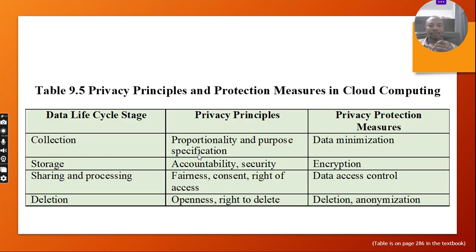Okay? Now let's take a look at, before we move on, this table 9.5, privacy principle and protection measure in cloud computing. Here we look at the data life cycle stage, and then we look at the collection stage, the storage stage, the sharing and processing stage, and the deletion stage. Then we look at the privacy principle and the privacy protection measure. So under the privacy principle for collection, proportionality and purpose specification must be adhered to. Data minimization under the privacy principle. So you take a look at this table to get this information.